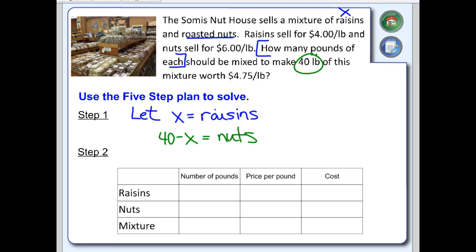Okay, so now that we've got our let statements, let's go down here and look at our chart. Now, the charts are already written on your test and quizzes, and they're already labeled, so I made that a little bit easier for you. So let's look here. If I'm filling in my chart, well, what's my number of pounds of raisins? Well, when we look at our let statement, we said raisins is x. Now, let's look at a story problem. How much do raisins sell for per pound?